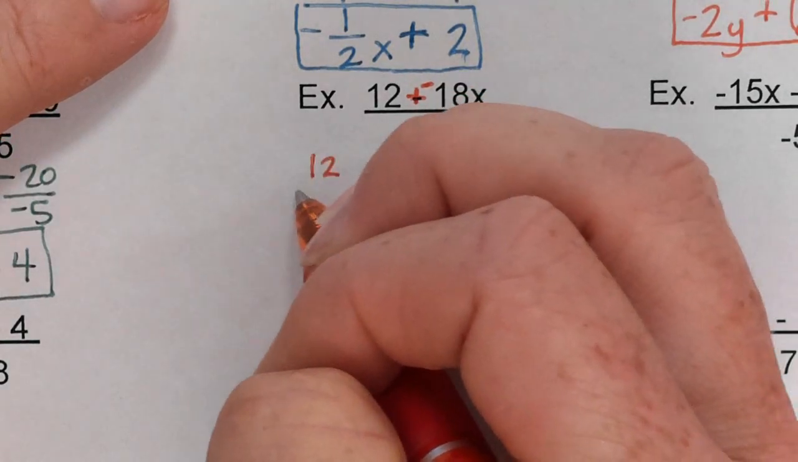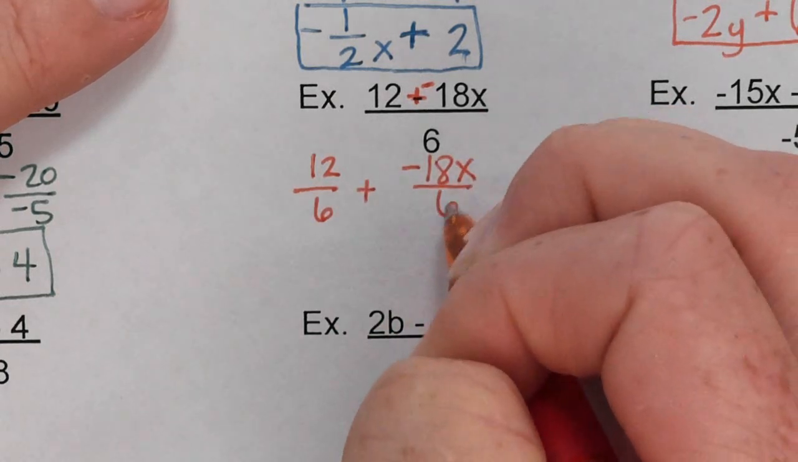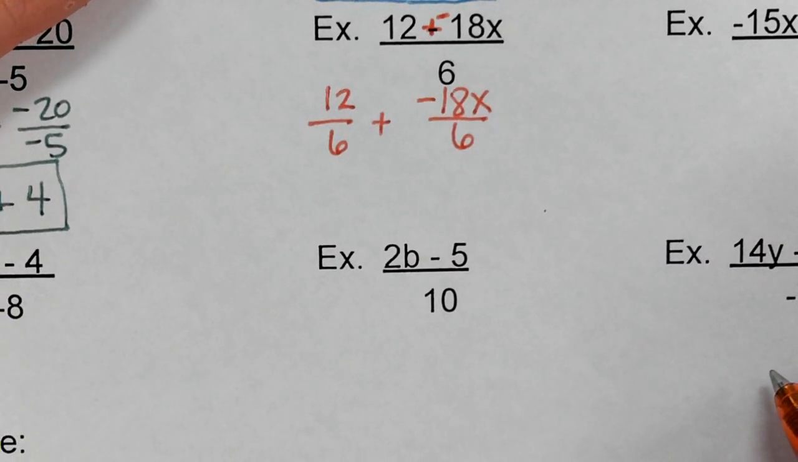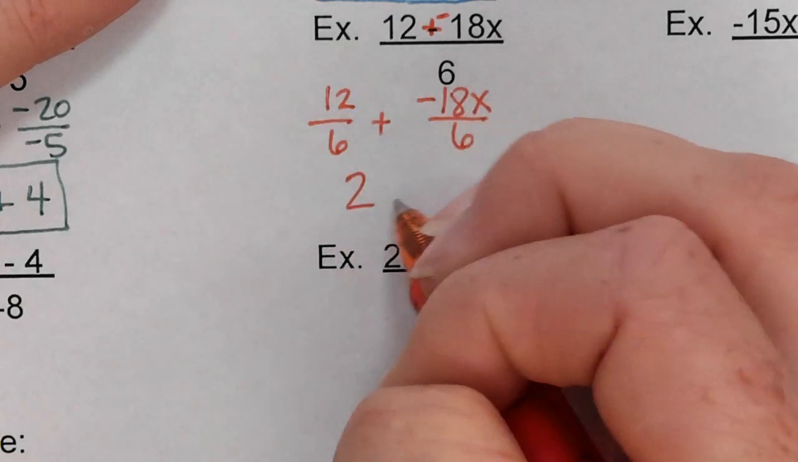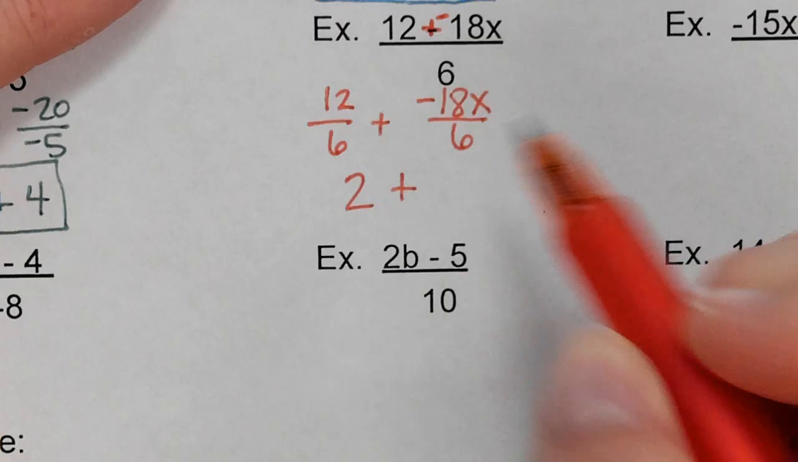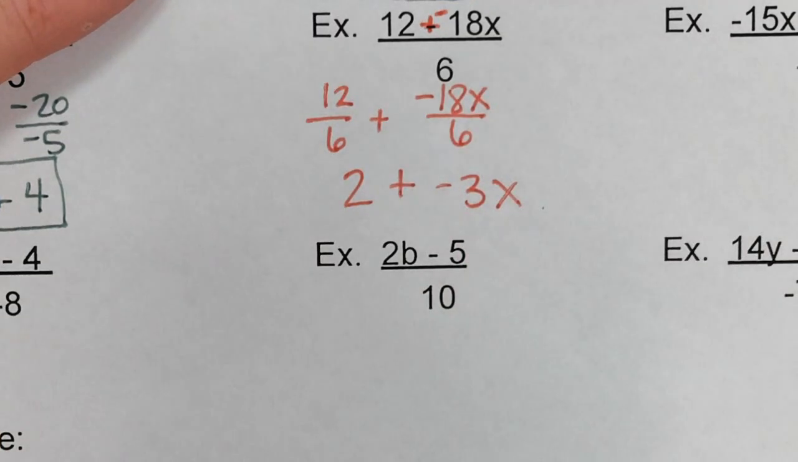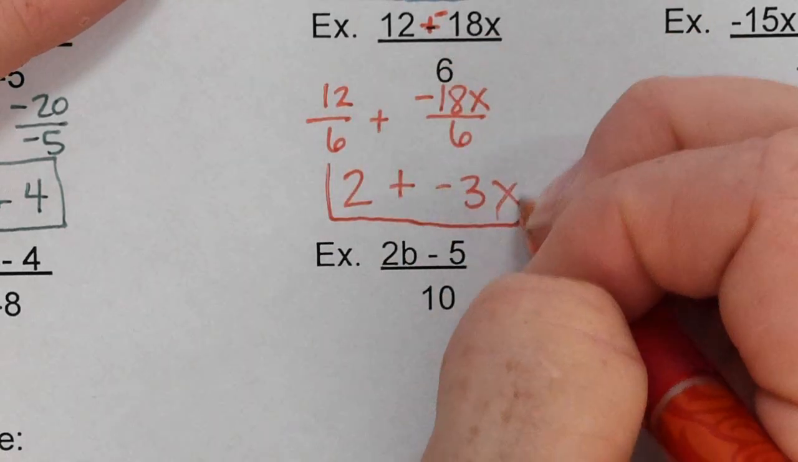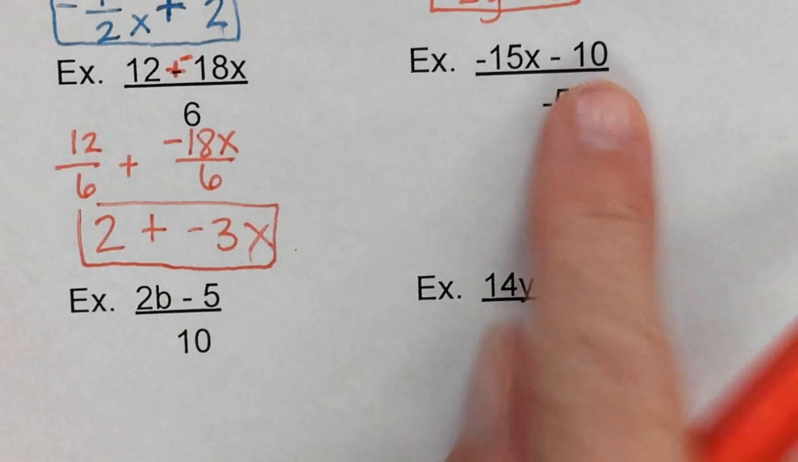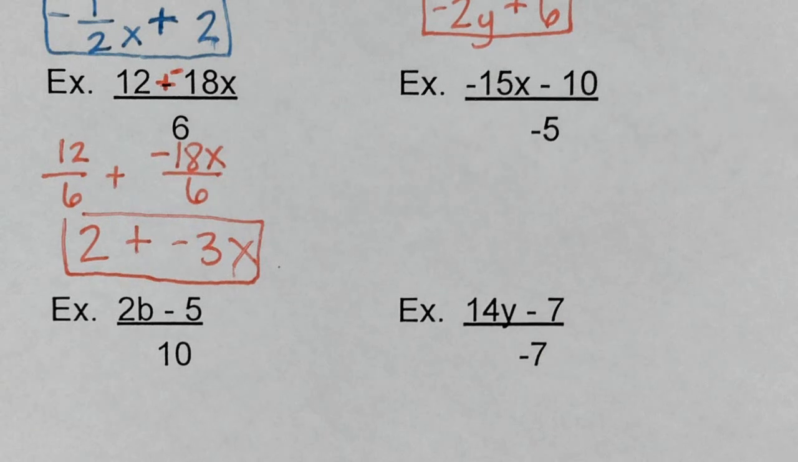12 is going to be divided by 6 plus negative 18x is going to be divided by 6. 12 divided by 6 is 2 plus negative 18 divided by 6 is negative 3. Keep the x. Can I combine any like terms? Nope, I'm done. Okay, y'all want to try this one on your own? Okay, go do it. Don't forget to change.